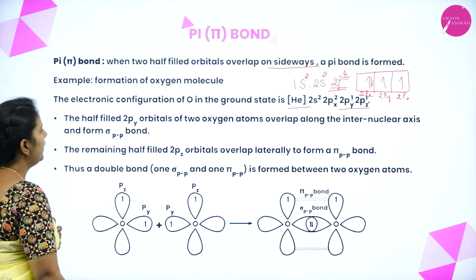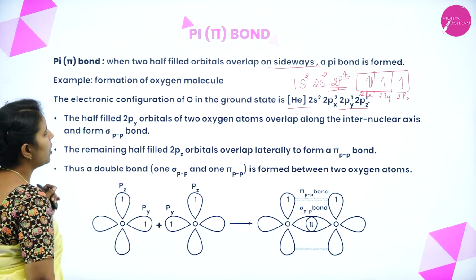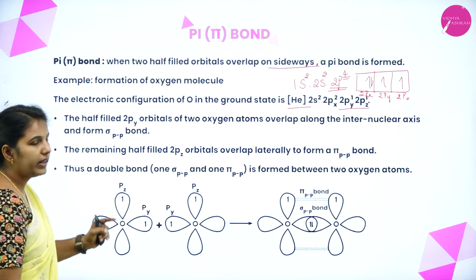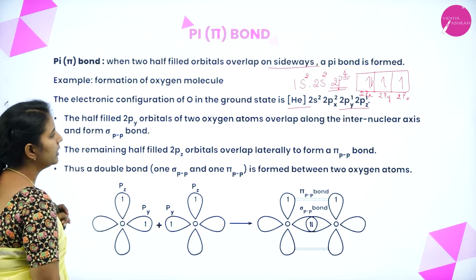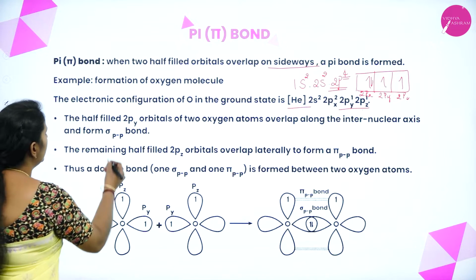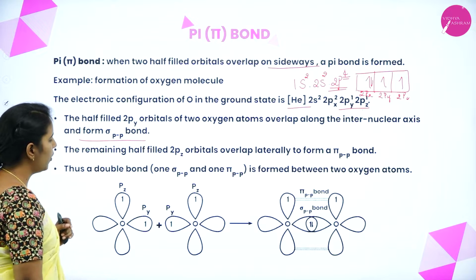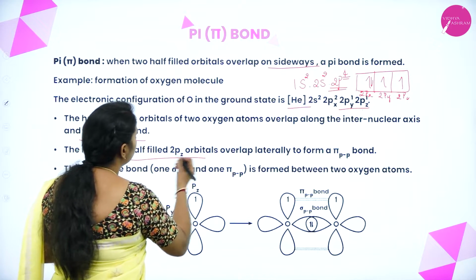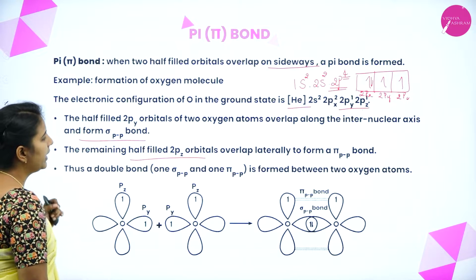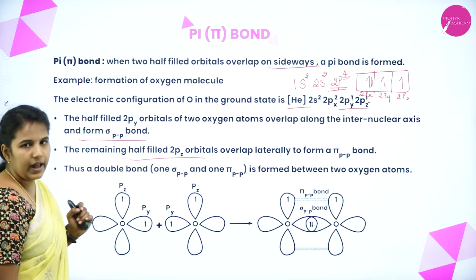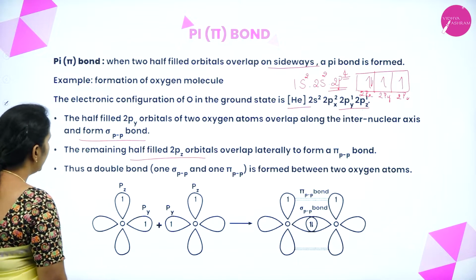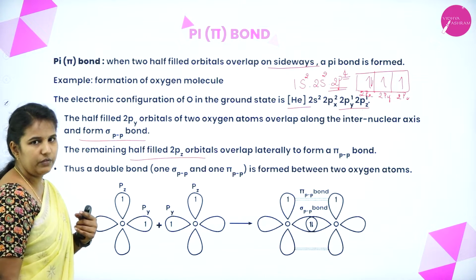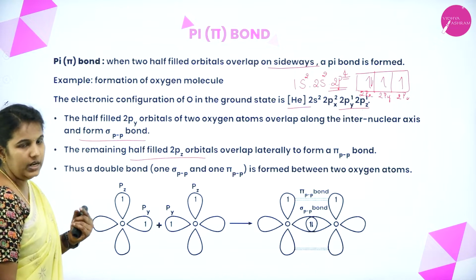When the half-filled 2py orbitals of two oxygen atoms overlap along the internuclear axis, what do they form? A sigma bond. And the remaining half-filled 2pz orbitals overlap laterally, and it forms what? A pi bond. Thus a double bond exists between the two oxygen atoms.